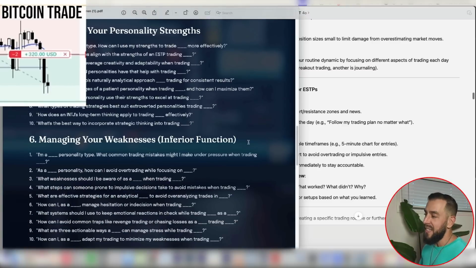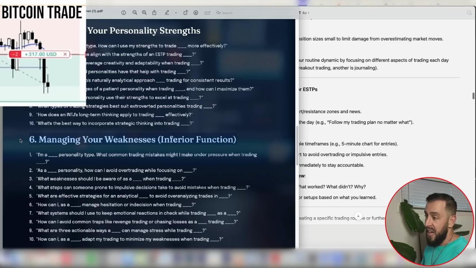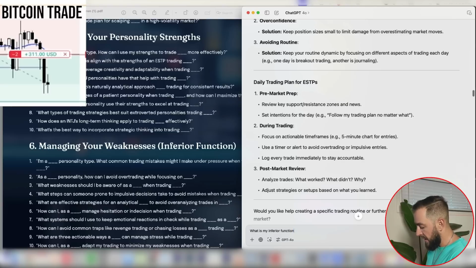Next, managing your weaknesses or your inferior function. Within the personality typing technology, your strengths are what are called your superior function because they're the things you're superior at. But your weaknesses are called your inferior function. So what you do for this is ask ChatGPT what your inferior function is based on your personality type. What is my inferior function?